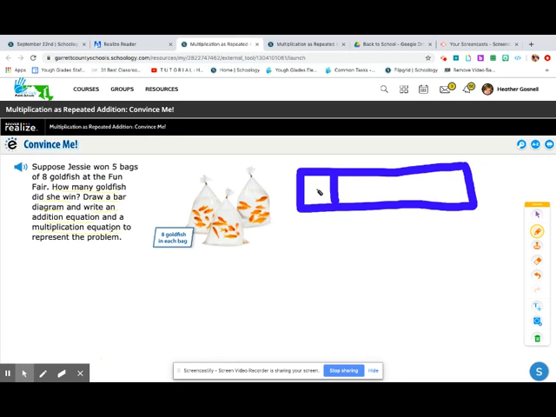1 box is 1 group, 2, 3, 1, 2, 3, 4, and 5. Now, how many do I have in each group? 8. This number 8 is going to represent the goldfish in each group. It's like they're in a fish tank. Look at that. He took them home and put them in a fish tank. 5 groups of 8. I have 5 groups of 8. Remember that. Now I'm going to check this off. Oh, I did my bar diagram. I checked that off. I did not find out how many she won yet, though.